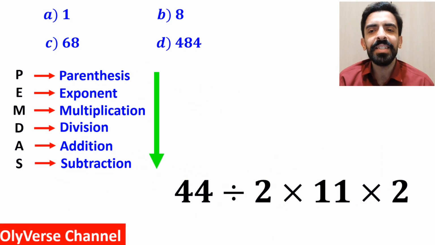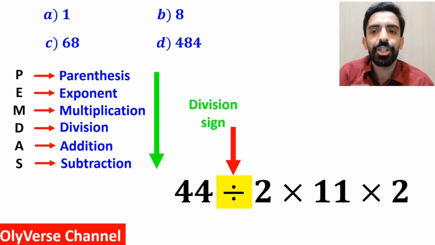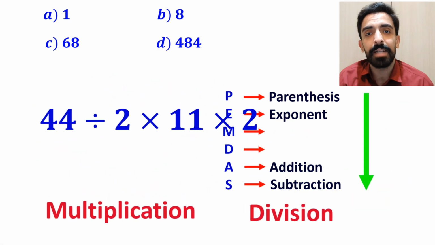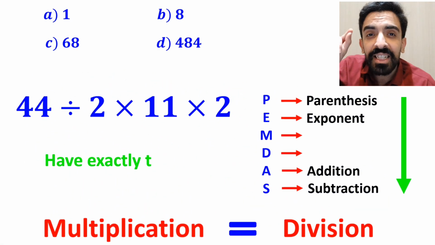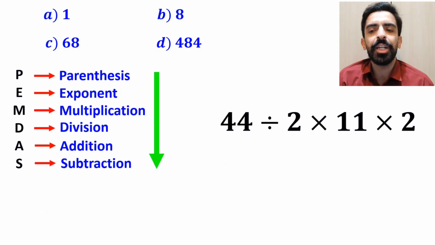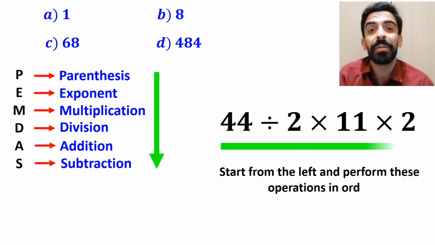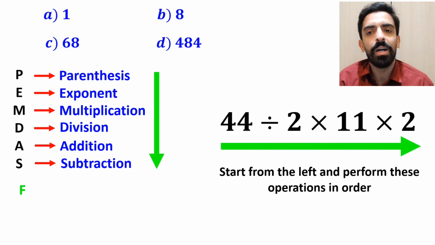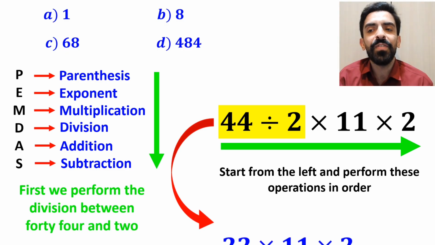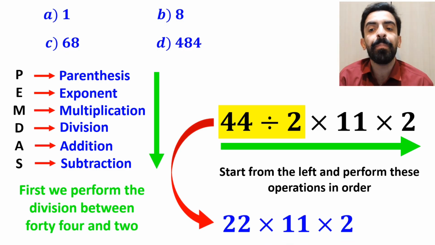Alright, as you can see on the screen, in this expression, we have one division sign followed by two multiplication signs. We must pay close attention that multiplication and division have exactly the same level of priority in the PEMDAS rule. In this situation, the best thing to do is to start from the left and perform these two operations in order. So, first we perform the division between 44 and 2, which simplifies this expression to 22 multiplied by 11 and again multiplied by 2.